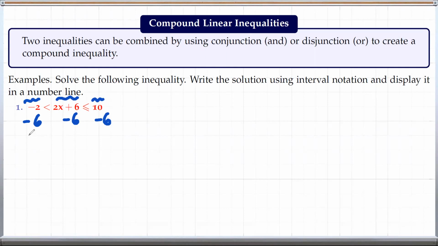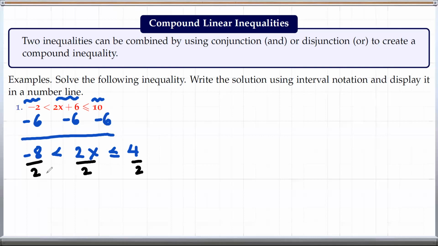So when you do that, what do you get? -2 minus 6 is -8, less than 2x plus 6 minus 6 is 2x, less than or equal to 10 minus 6 is 4. Next, we can divide each term here by 2. That way we'll have just x in the middle. So this will give us -8 divided by 2 is -4, less than x, less than or equal to 2.